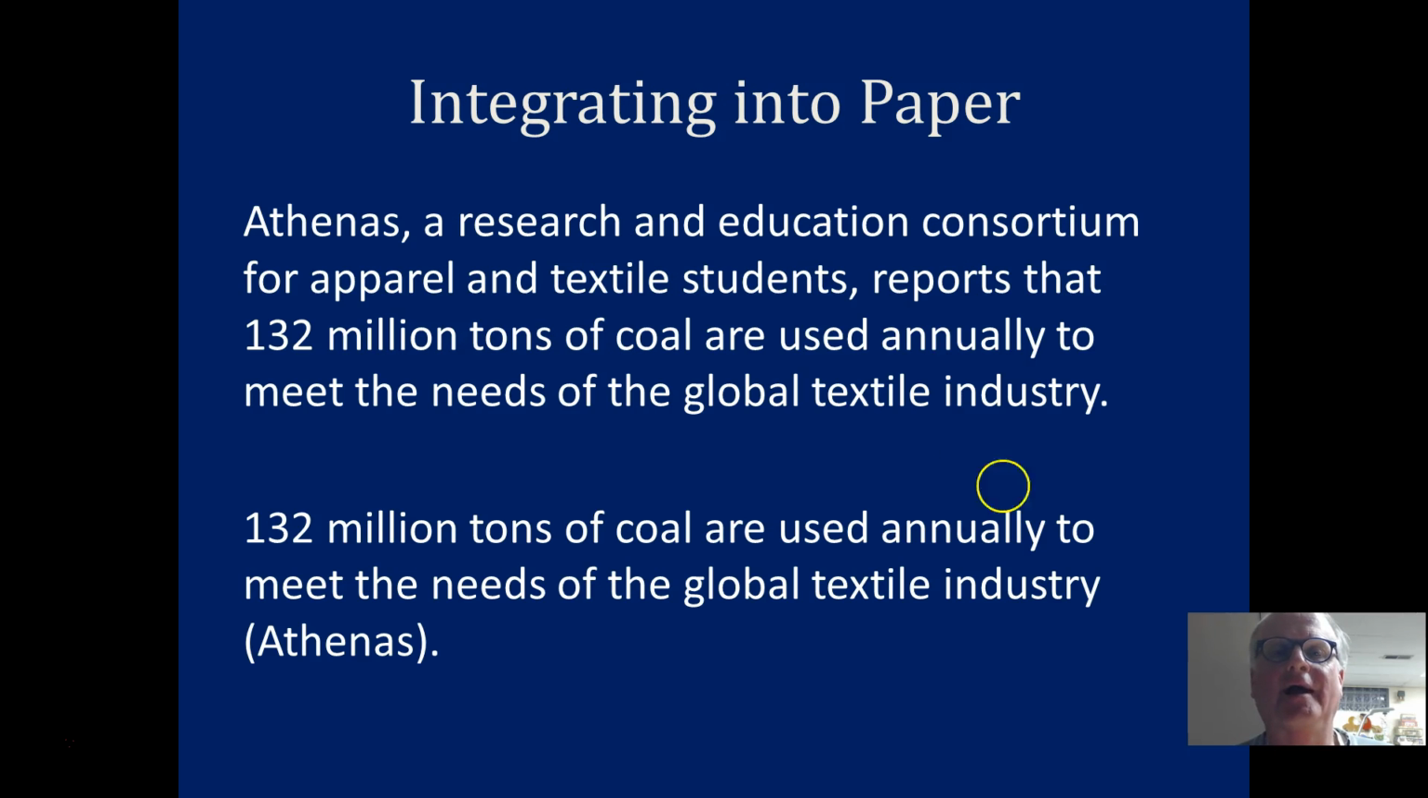If we were including this in an essay, we would say, okay, here's Athenas, a research and education consortium, apparel and textile students, reports, and this is a piece from the article, 132 million tons of coal are used annually to meet the needs of the global textile industry. So I can document it by mentioning them in the sentence, or I can document it by just simply mentioning the organization at the end. The idea here is you use what you have. This is enough to move the reader to the works cited page. The reader can then open the URL and find the same source that's being used here.